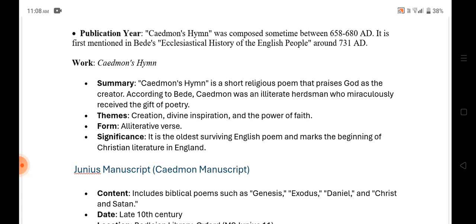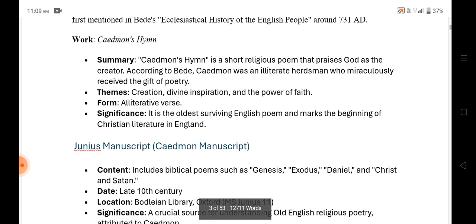According to Bede, Caedmon was an illiterate horseman who miraculously received the gift of poetry. Themes of creation, divine inspiration, and the power of faith were seen, and the form of alliterative verse is also seen. It is the oldest surviving English poem and marks the beginning of Christian literature in England.